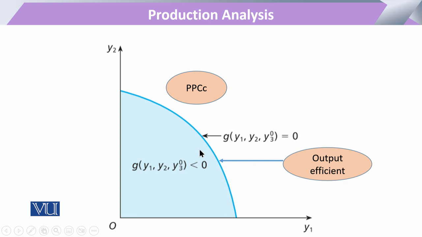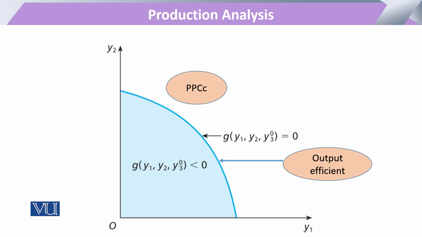And out of this output level, on the right side it will not be achievable because it will be beyond the capacity, and if it is in this shaded area it can be attainable, but that will be inefficient. So it means the producer has the capacity to produce all these inefficient combinations and this efficient combination within the resources.